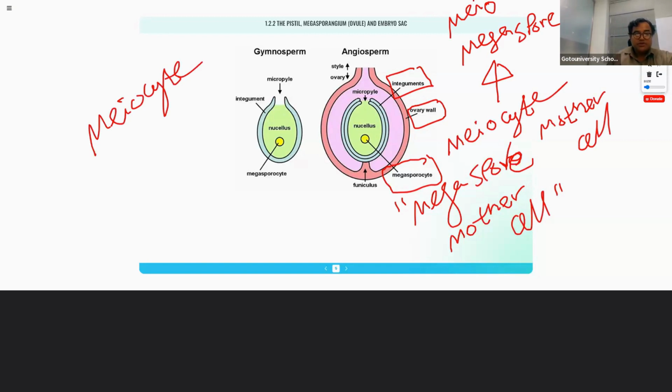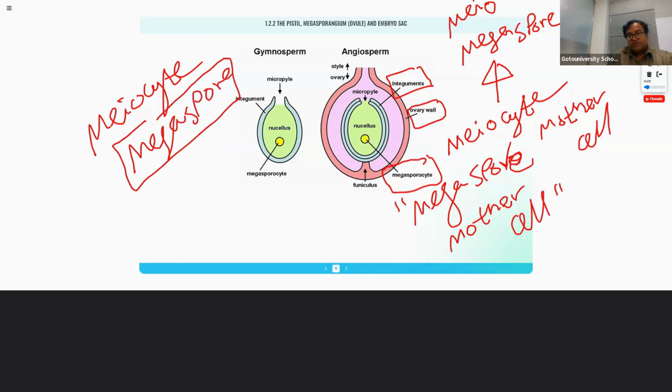Who is making the megaspore? Megaspore mother cell. Megaspore mother cell is also called as what? Meiocyte mother cell. Megaspore mother cell or meiocyte mother cell makes the megaspore, also called as meiocyte. So sometimes in the board exam, instead of saying megaspore, they say meiocyte. Instead of saying meiocyte, they say megaspore. Instead of saying megaspore mother cell, they say meiocyte mother cell, and vice versa.